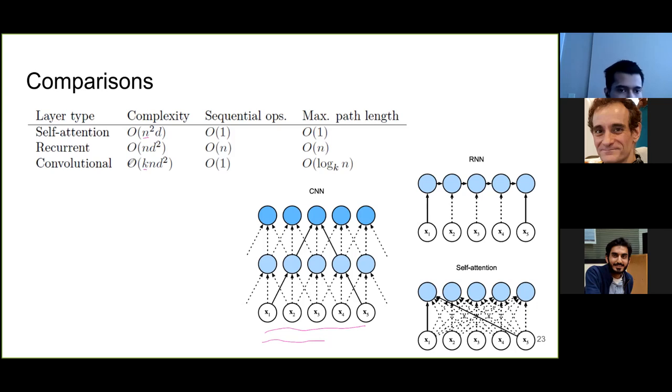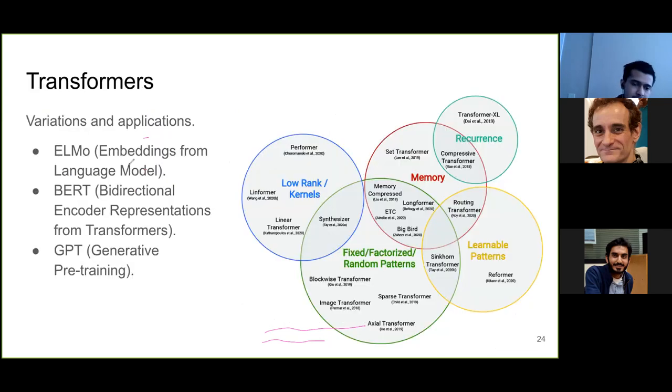That's it. There are other very different applications and variations of transformers, but they all use the same concepts. We have some famous encoders like ELMo, BERT, and GPT. They're usually used for NLP tasks, natural language processing. They can also be characterized by differences in how they implement low rank kernels or memories, or whether they use recurrence or not, or how many learnable parameters they have, or whether they are fixed or randomized parameters.